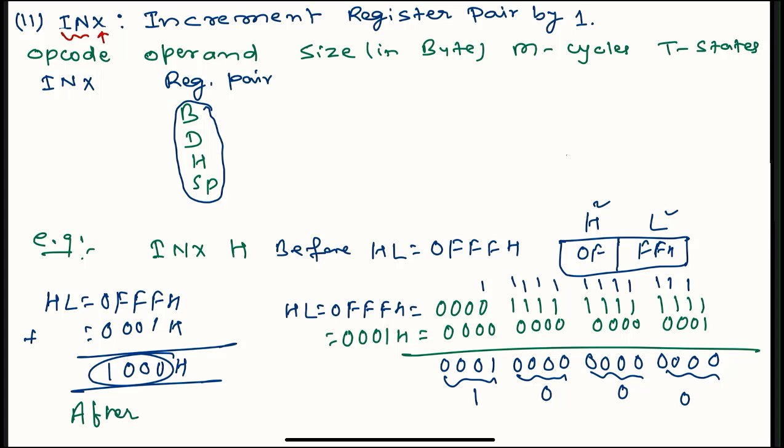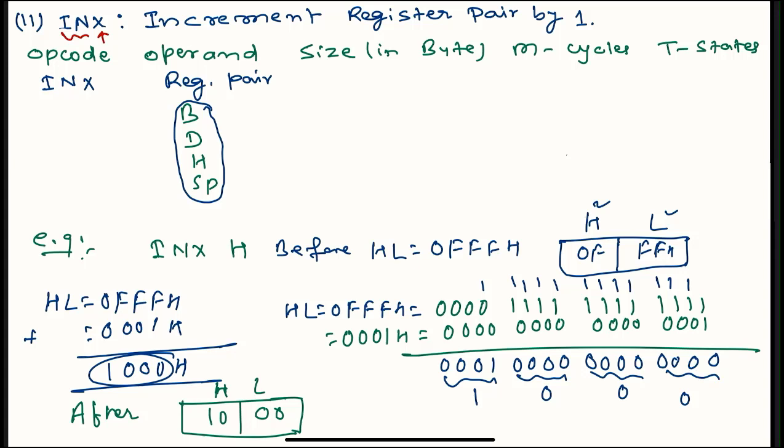So after execution of this instruction, if you check the content of HL, it will be 1 0, this will be 0 0. So this will be the result after execution of this instruction. Now we'll see the rest of the parts: size, machine cycle, and T states.